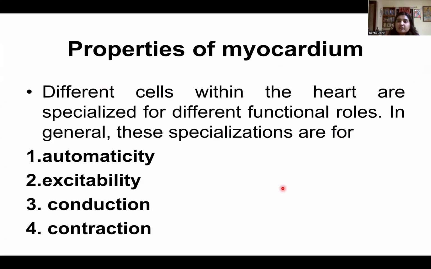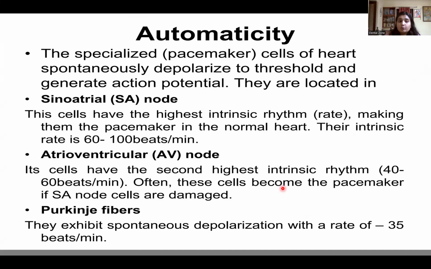So what are the different properties of the myocardium? The different cells within the heart are specialized for their different functional roles. That is, they have automaticity, excitability, conduction, and contraction. What is automaticity? Automaticity means they are specialized pacemaker cells of the heart that are present in the myocardium. They will spontaneously depolarize to the threshold and generate the action potential.